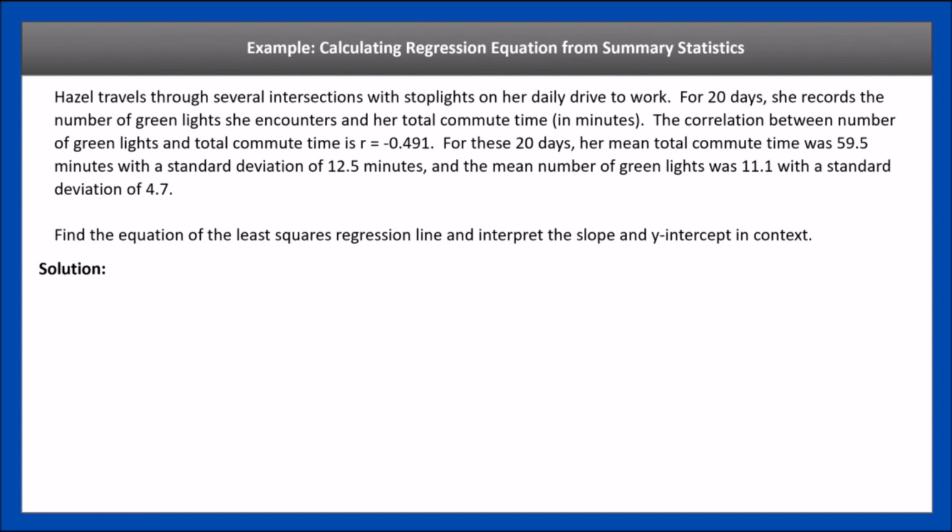All right, so let's look at examples. Hazel travels through several intersections with stoplights on her daily drive to work. For 20 days, she records the number of green lights she encounters and her total commute time in minutes.